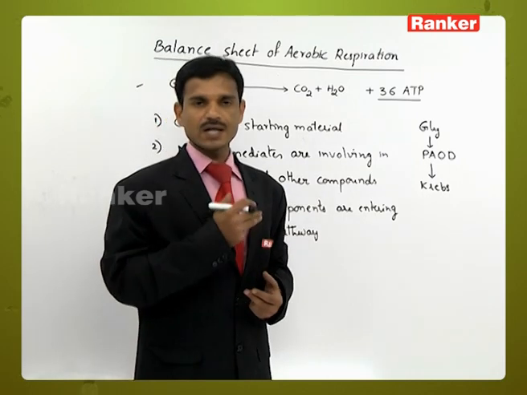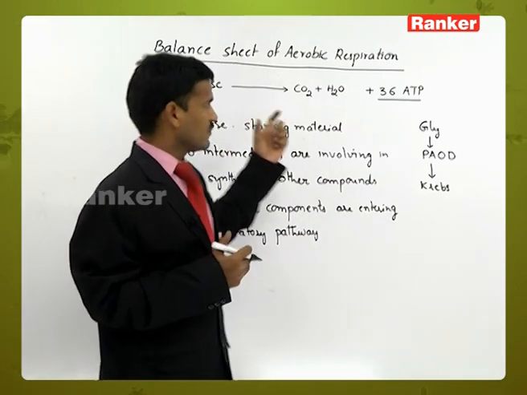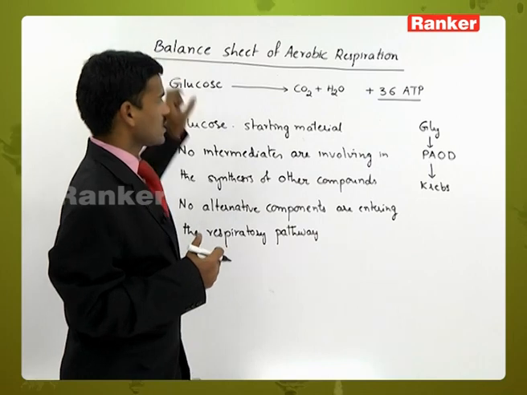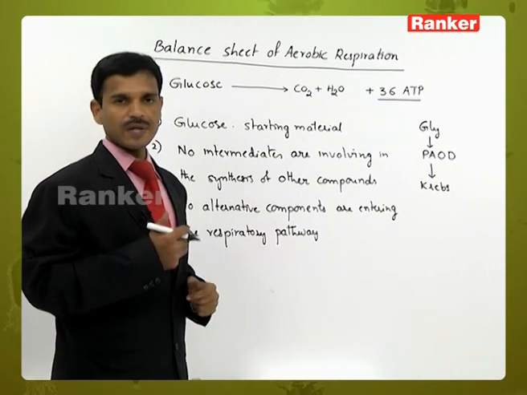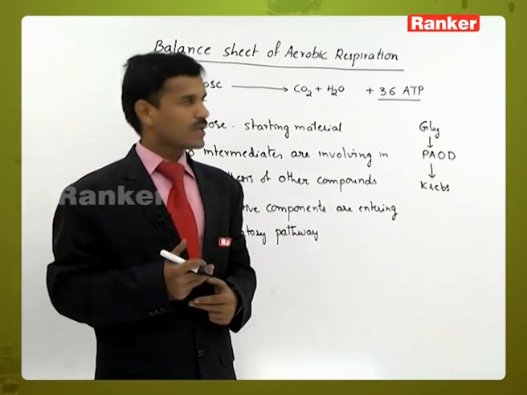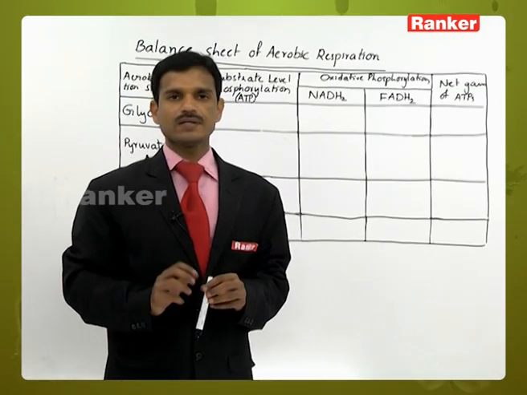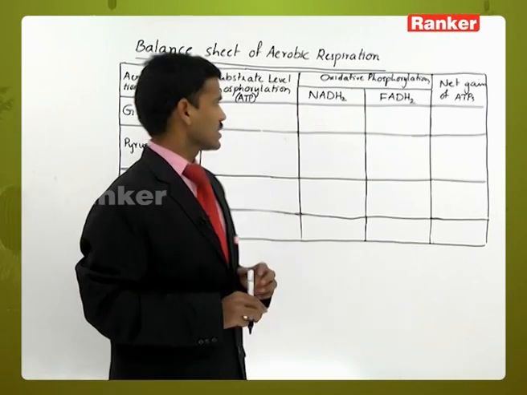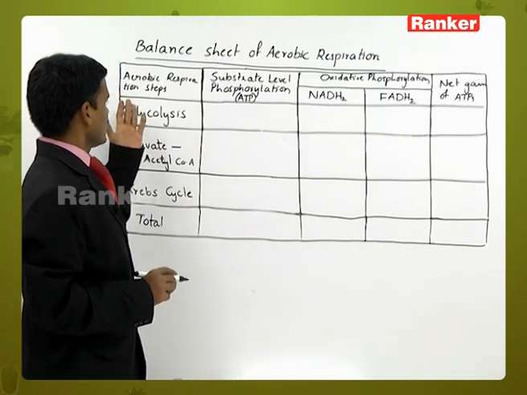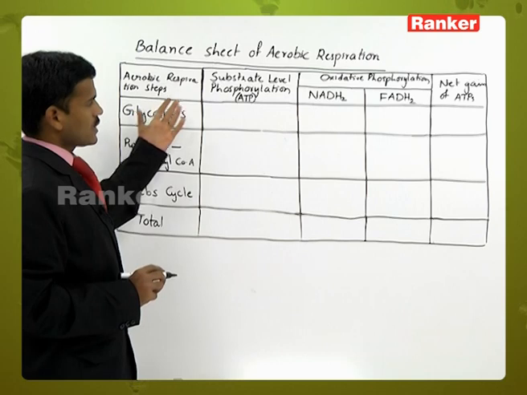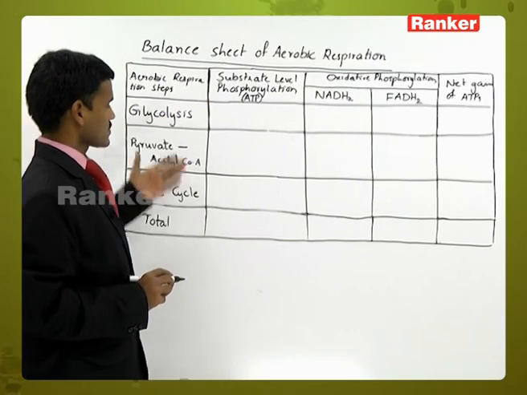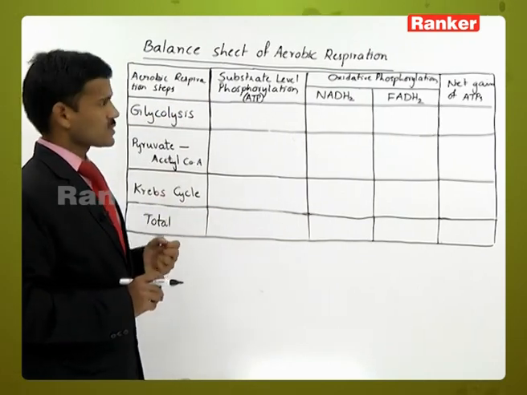So, based on these assumptions, we can calculate the balance sheet of aerobic respiration. How many ATPs are synthesized in aerobic respiration? Based on the previous assumptions, how are ATPs produced in different steps? How many ATPs are produced?